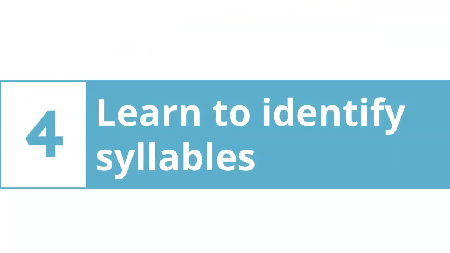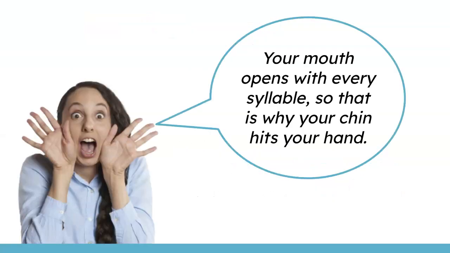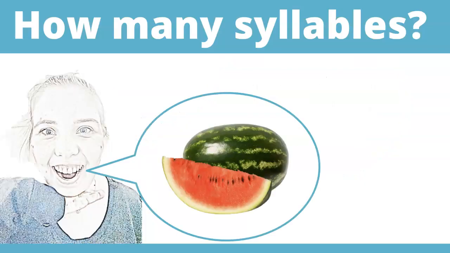Now that we know what syllables are and why they're useful, we are ready to learn the 3 different ways that we can identify a syllable. The first way to identify a syllable is to feel the syllable. When you say a word, you can place your hand under your chin and feel your jaw drop with each syllable. Your mouth needs to open each time you say a vowel sound. Since every syllable contains a vowel, that means that your mouth needs to open with every syllable. When your mouth opens, your chin hits your hand, so you just need to count the number of times you feel your chin hitting your hand.